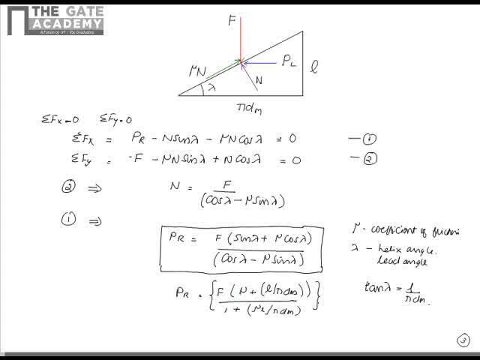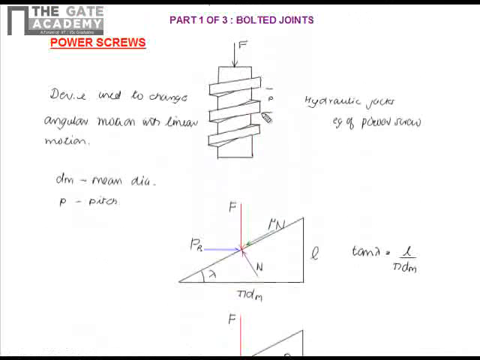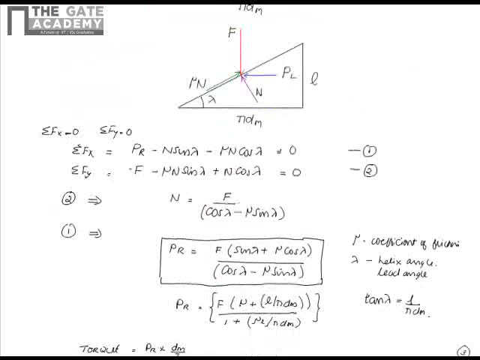Similarly, we can find the expression for torque also. The torque required to raise the load will be nothing but PR into dm by 2. I told that this force is applied in this direction. It will be applied over this surface, and it will be rotating the component about the center. So therefore torque will be this raising load into the mean diameter by 2.